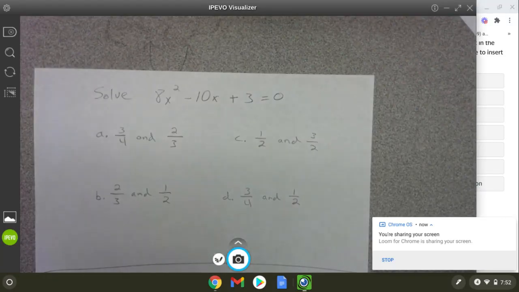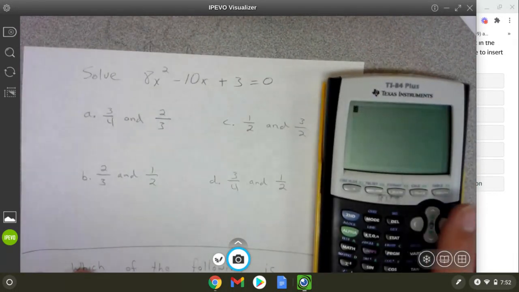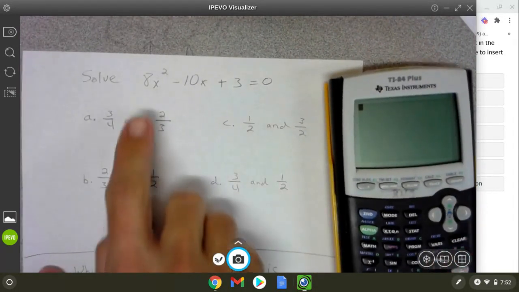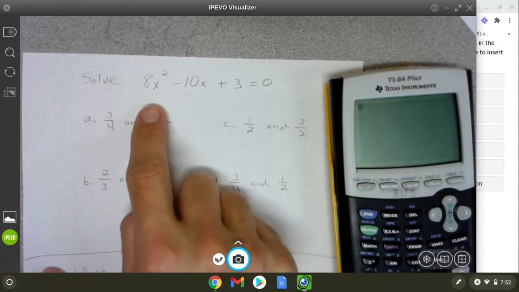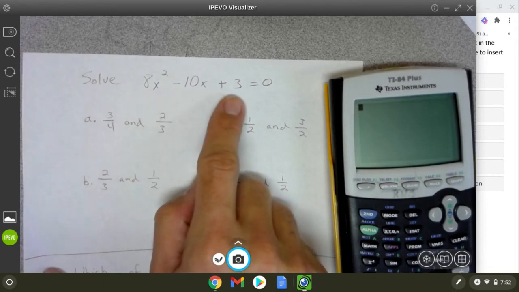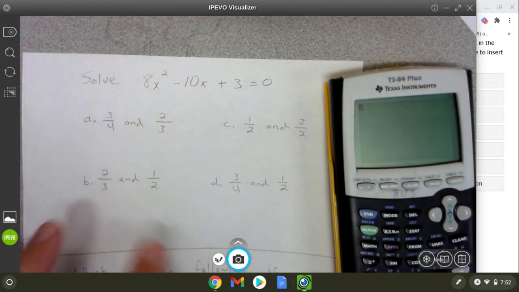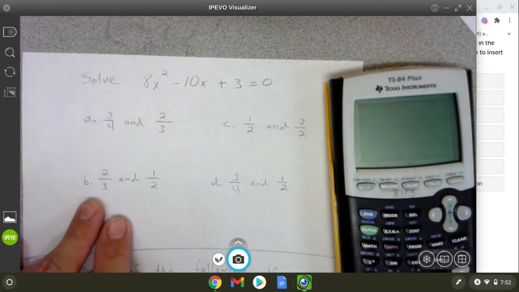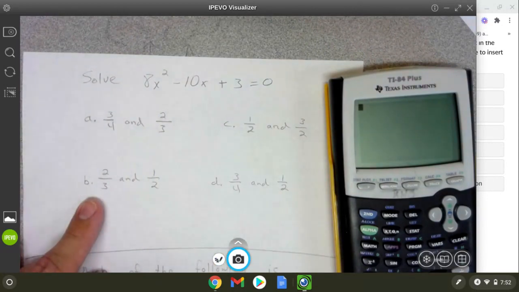All right, so I want to remind you of a trick for solving this. What they want you to do, and I'll probably do it at the end of the video, is factor this and then solve it using the zero product property. But what I'm going to do is take these answer options and plug them into the equation and see if it gives me 0.